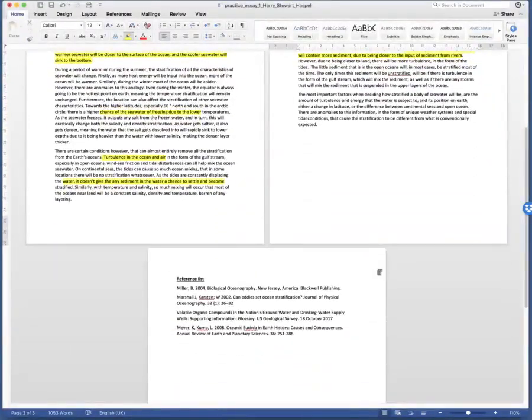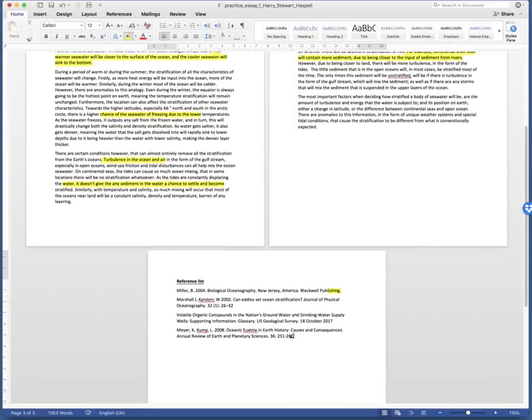Let's just have a look at your reference list. So the reference list is not in alphabetical order. So Marshall should be first, Mayer second, Miller third, and then this is a publication from the USGS. Okay, that seems to have all the right information in it. This is a book, so it should have the total number of pages at the end. This is a journal, that looks fine. This is also a journal, that looks fine.